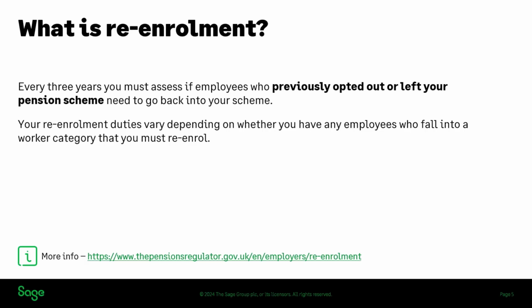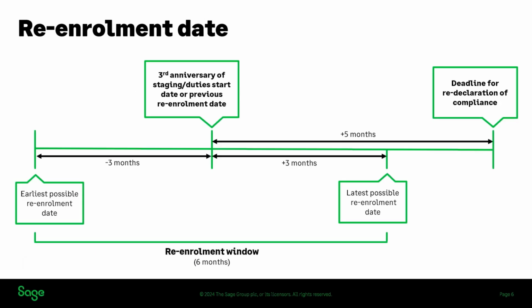Now, the actual duties will vary depending on whether or not you have employees who fall into a category that needs to be re-enrolled, but it will always involve a re-declaration of compliance with the pensions regulator, and there are certain timescales that you need to do that within. Now, you can read the pensions regulator's guidance on their website, so we have included a handy link to that on your handout. But just to run through the timeline and when your re-enrolment happens. So it's all based around a 3rd anniversary of either your duties start date, if you're a recent employer, or your previous re-enrolment date if you've done re-enrolment before.